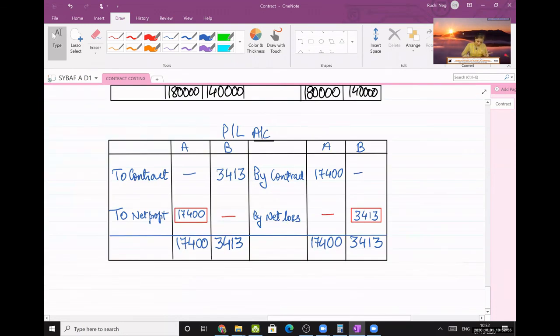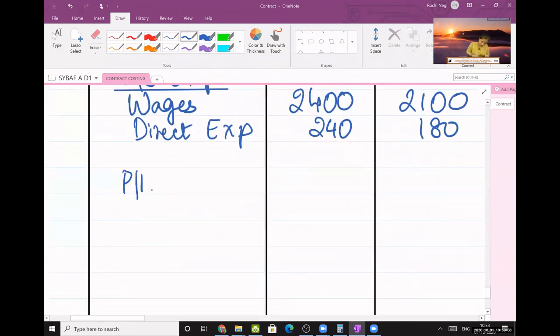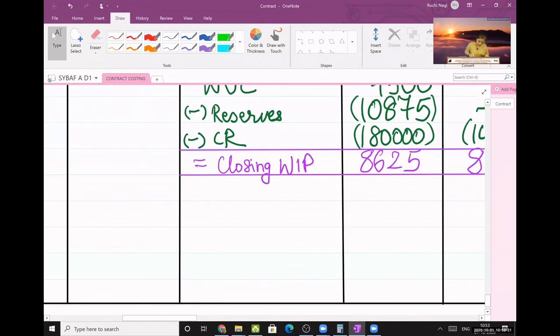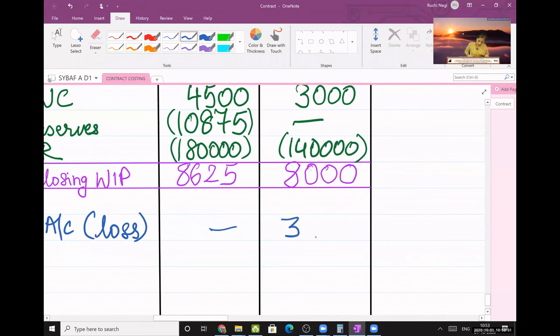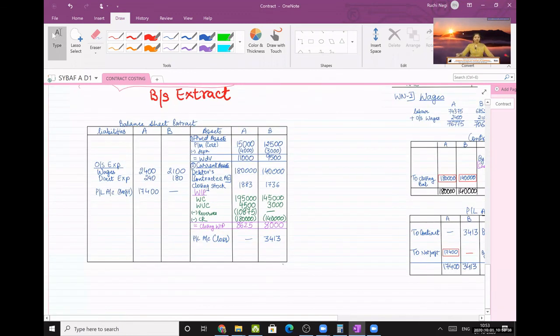Isko bhi main balance sheet extract mein dikhaungi. I will show this in balance sheet extract, 3,413 and 17,400. Kahan gaya mera balance sheet extract? Idhar hai. PNL idhar aayega na, liability mein. Yeah, so write down PNL account, profit wala part, 17,400. And loss I will show obviously in the assets, PNL account loss. Okay. Am I clear? Extracts don't tally. It is just for presentation purpose.